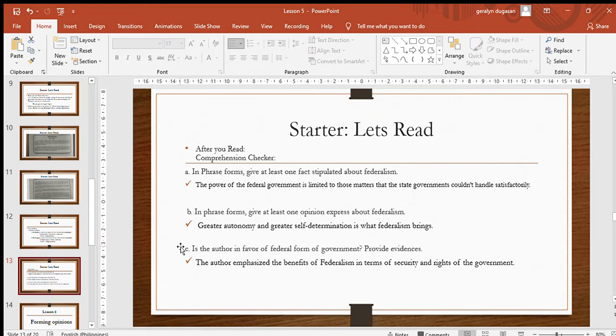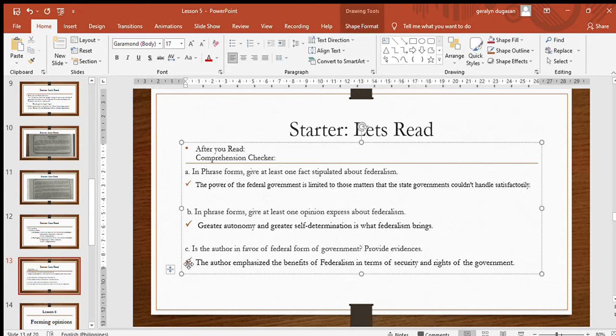In letter C, is the author in favor of a federal form of government? And I said yes. And my evidence is the author emphasized the benefits of federalism in terms of security and rights of the government.